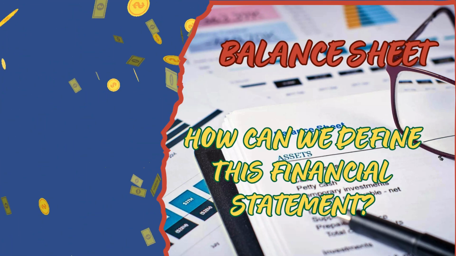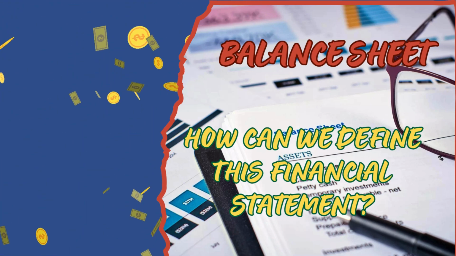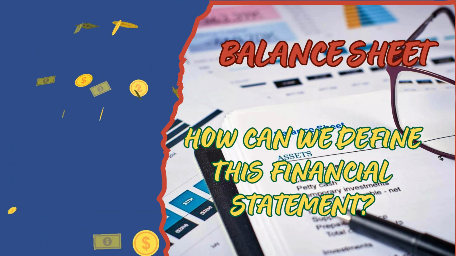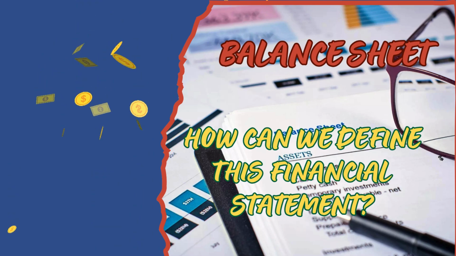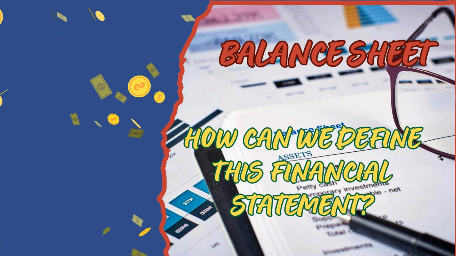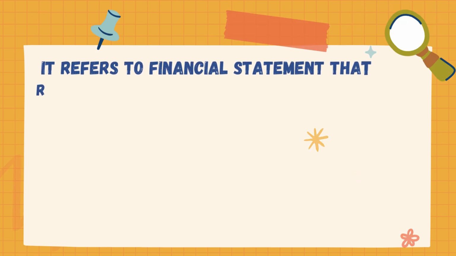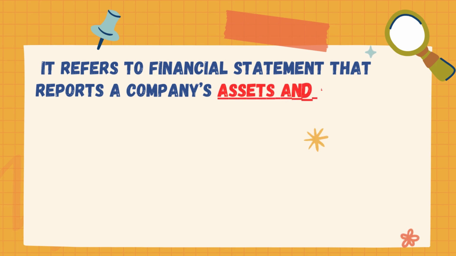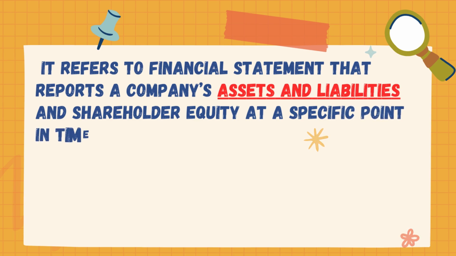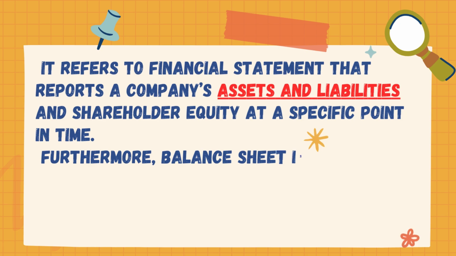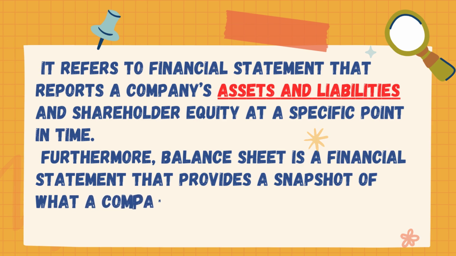As we mentioned before in our introduction, the company has to establish five financial statements. So now we start with the first financial statement, which is the balance sheet. How can we define the balance sheet? The balance sheet is a financial statement that reports a company's assets, liabilities, and shareholders' equity at a specific point in time. Furthermore, it provides a snapshot of what the company owns and owes, as well as the amount invested by the shareholders.